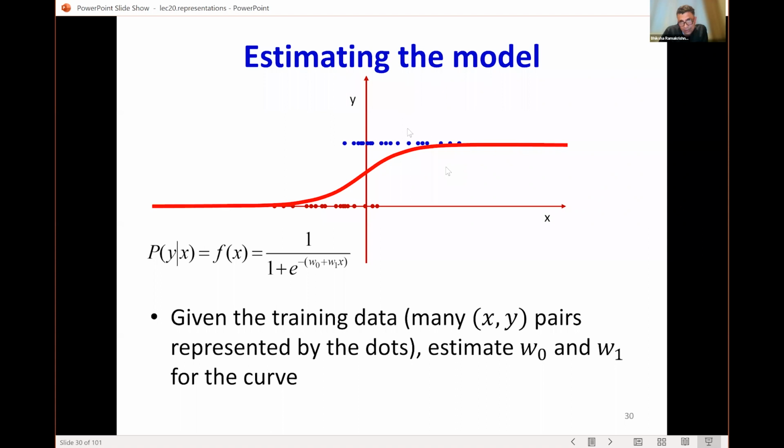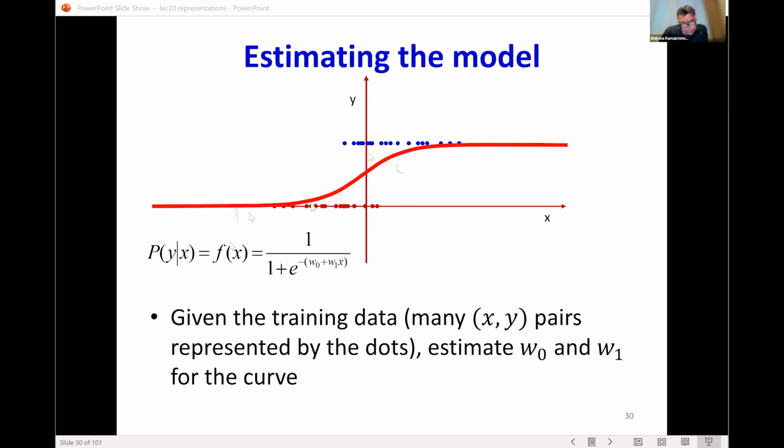I'm going to be using this unidimensional example over here. But if this were multidimensional, then W1 is going to be a vector and X would be a vector, but the rest would not change, right? So the math is going to be exactly the same. Now, if you want to estimate this model, how would you do it? This curve gives you the probability of Y being equal to 1 given X.